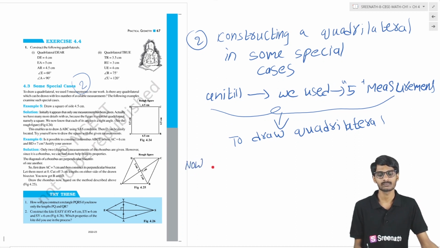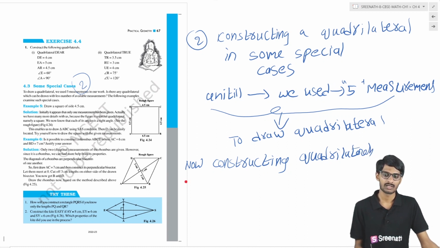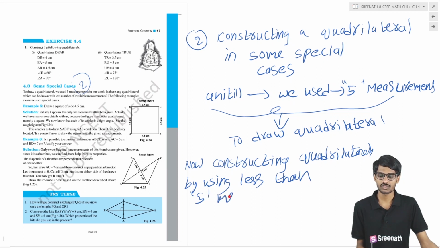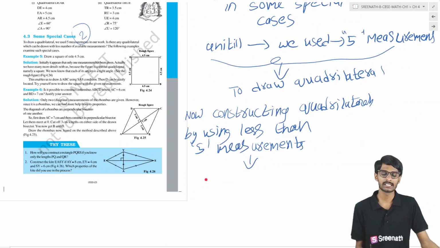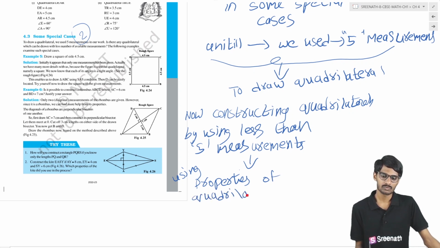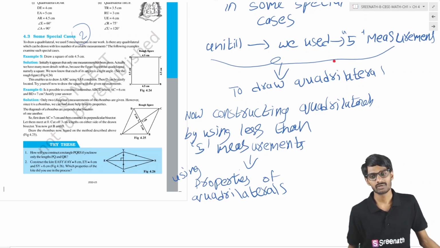So now, constructing quadrilaterals by using less than 5 measurements. How will you do it? By observing the properties. Using properties of quadrilaterals, we can construct a quadrilateral without having 5 measurements given.